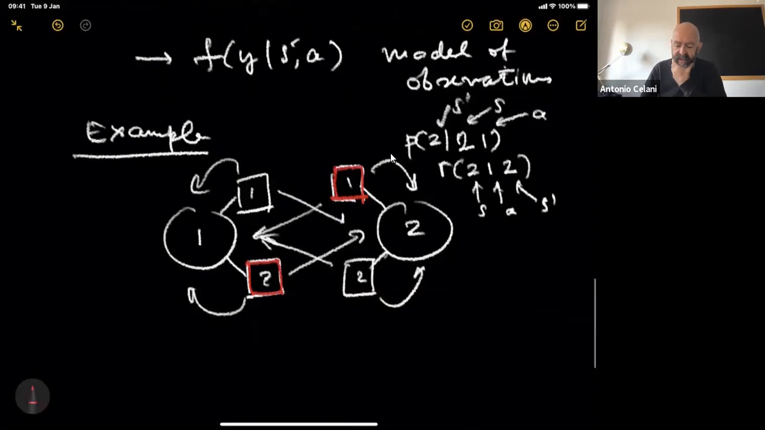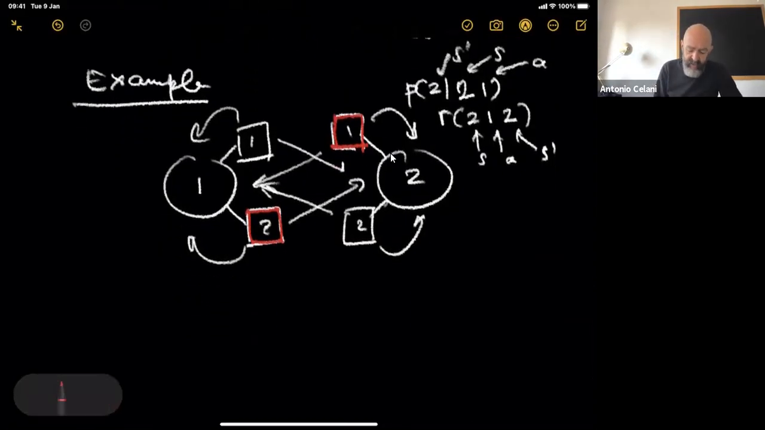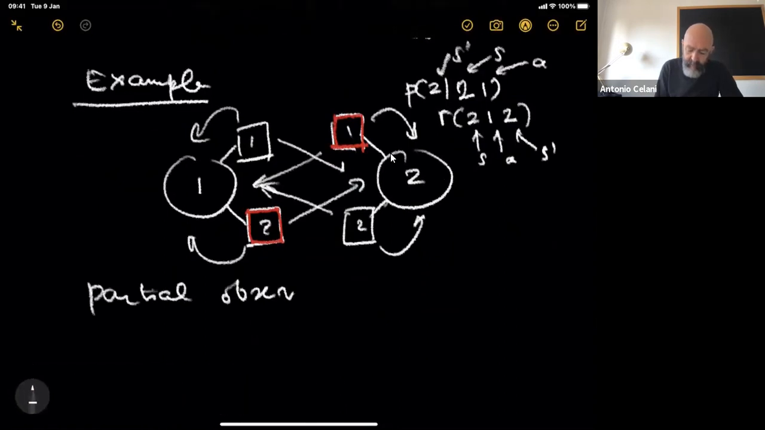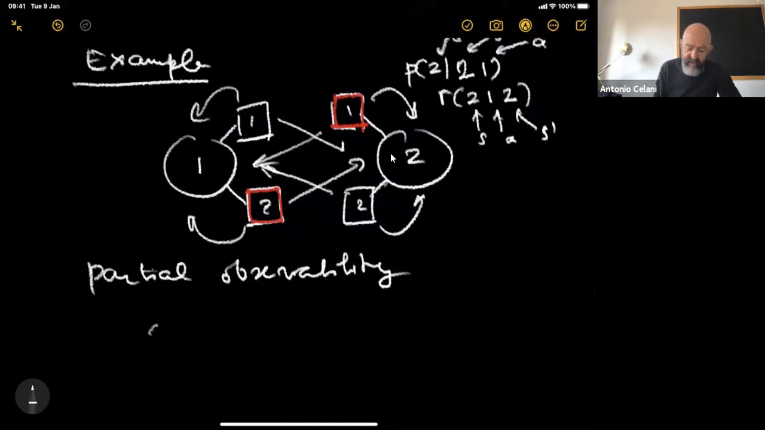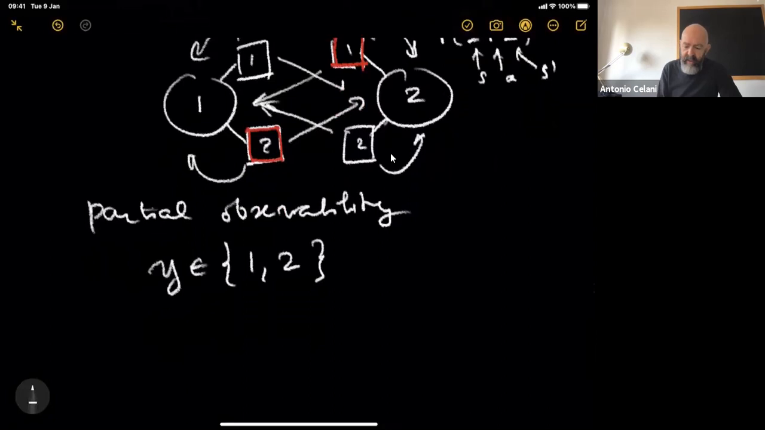Okay, and now I want to introduce partial observability. Which means that I am not able, as an agent, at each step to know whether the system is in state 2 or in state 1. So what I have instead is an observation at each time. So there is another variable y. It can take, for instance, values 1 or 2. Okay, and this variable, loosely speaking, is a measurement of the state, but a measurement which can be noisy.